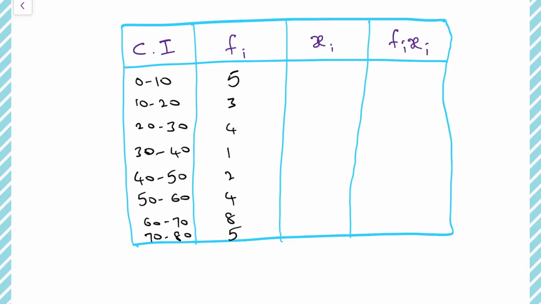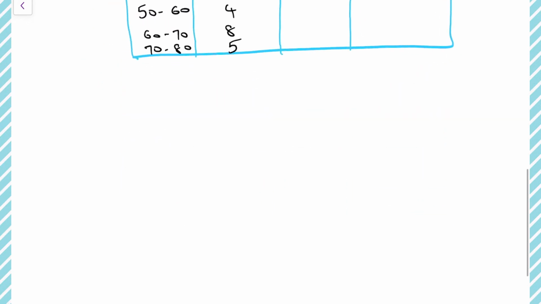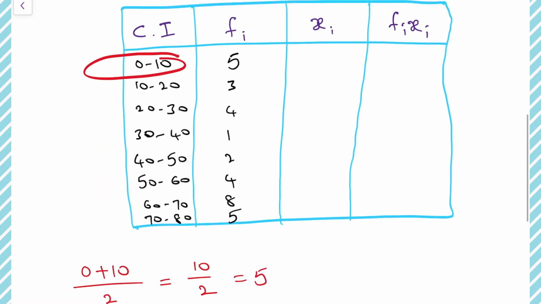That's it. Now let us find out the xi, that is class marks. So how to write the class marks? First take the class interval 0 to 10. Add those two, 0 plus 10, and divide that answer by 2. 0 plus 10 is 10, 10 divided by 2 is 5. That 5 will become our class mark for the first class interval.